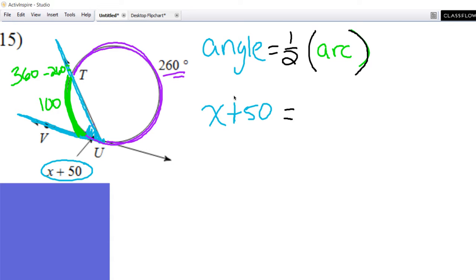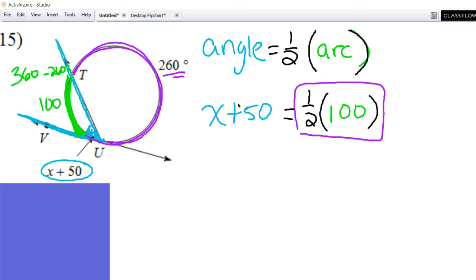Then I put my equal sign, 1/2. In between parentheses, I'm going to put the measurement of the arc. So the arc is going to be 100. Now, because I have all numbers on the right side of the equal sign, I'm going to make my life easier and just put it like that on the calculator.